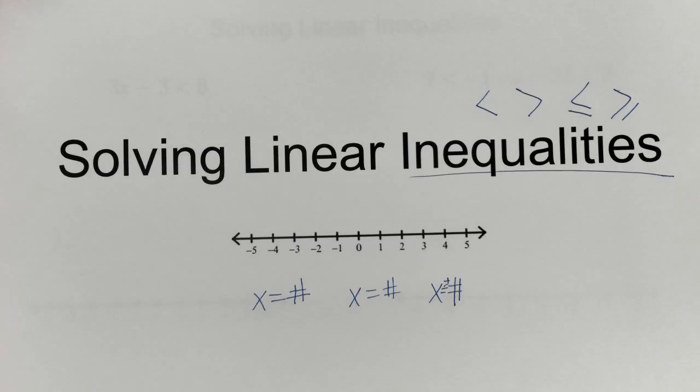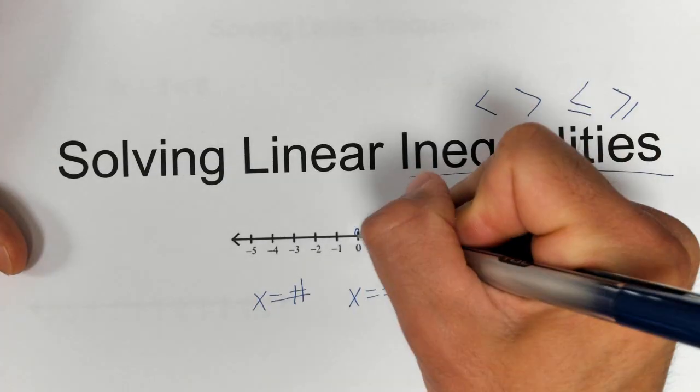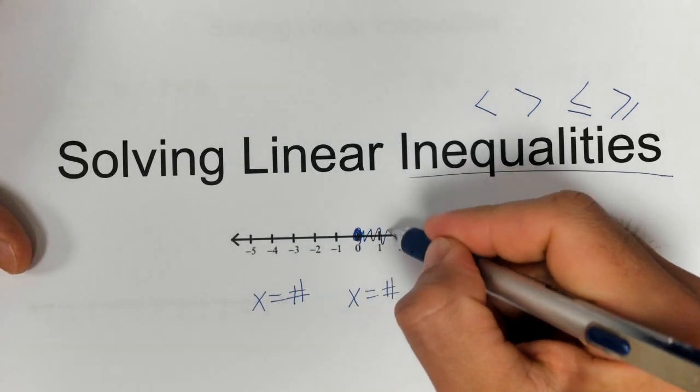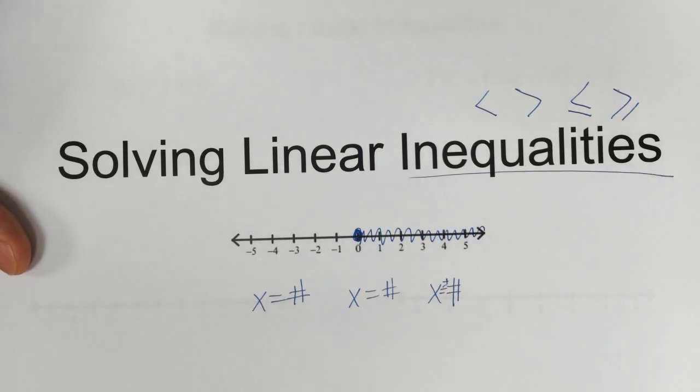So what does that mean? Instead of it being a specific value, we're not just looking for x equals something, we're going to be looking for x equals a range of those values. And I'll show you an example here. Let's get to it.